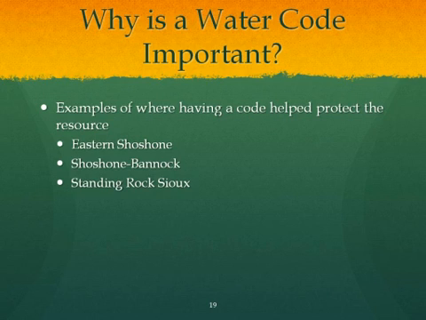And I think some examples are given in the slide: Eastern Shoshone, Shoshone-Bannock, Standing Rock Sioux, Navajo, and there are other tribes who have developed codes that, in their litigation or mitigation, have been advantageous to the nations themselves.